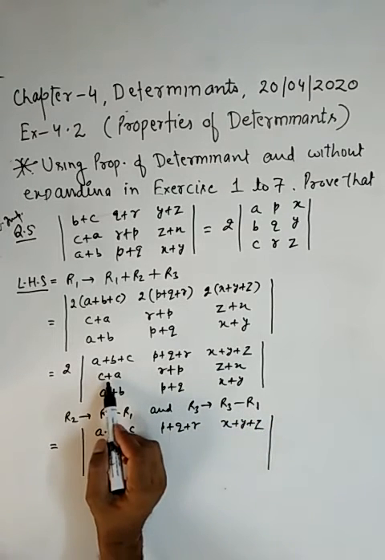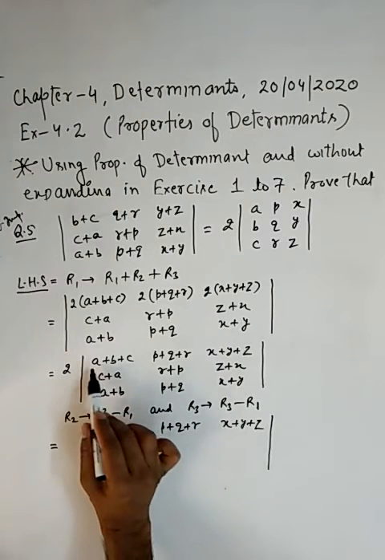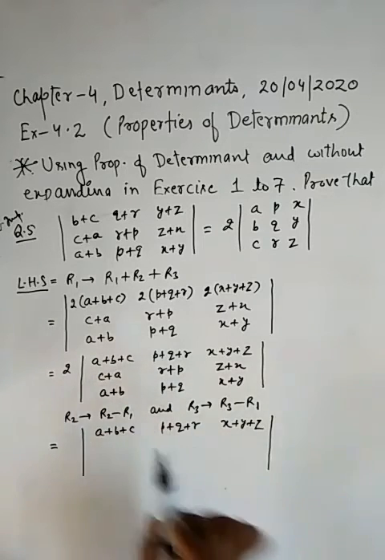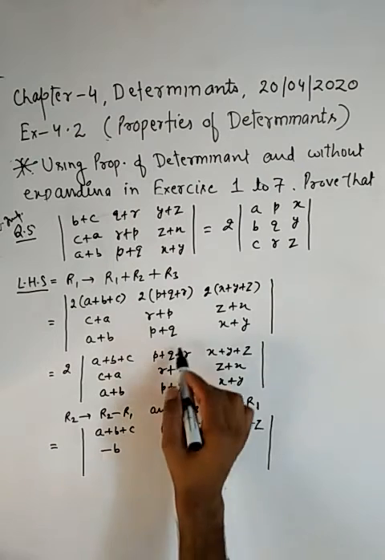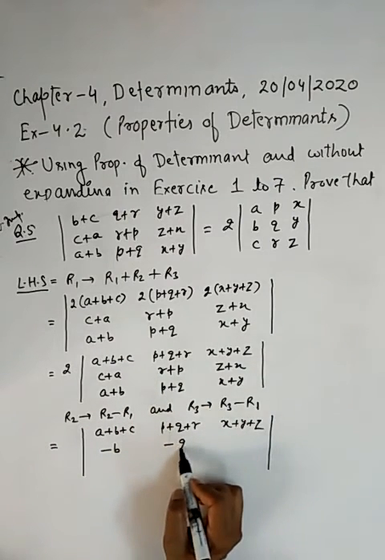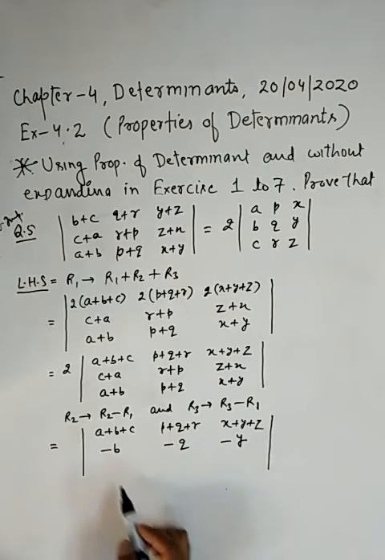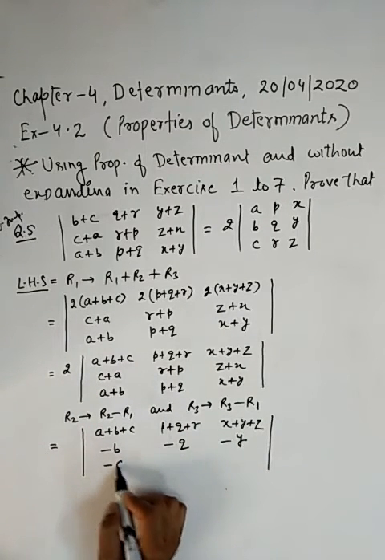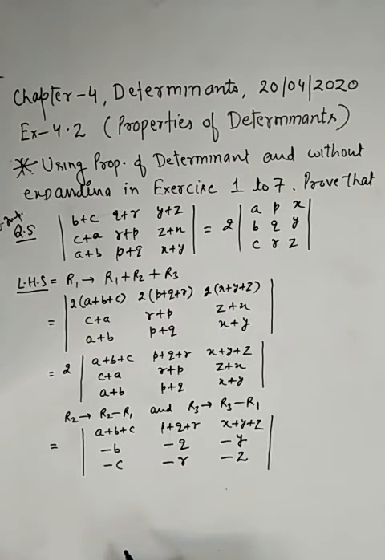रो 2 माइनस रो 1, इसमें से इसे घटाओ, c कैंसिल हो जाएगा, a कैंसिल हो जाएगा और b का साइन चेंज हो जाएगा. ये ऊपर रखना है, ये नीचे रखना है. जब सब्ट्रैक्ट करोगे सो यू विल गेट ओनली माइनस b. इसमें से इसे सब्ट्रैक्ट करोगे माइनस q, इसमें से इसे सब्ट्रैक्ट करोगे माइनस y. सिमिलरली रो 3 में से रो 1 सब्ट्रैक्ट करोगे, यू विल लेफ्ट विद माइनस c, माइनस r, माइनस z.